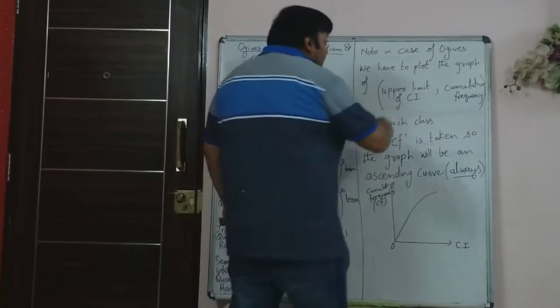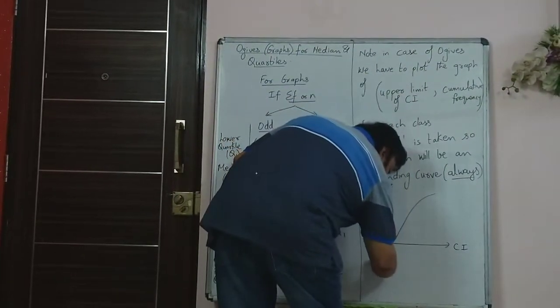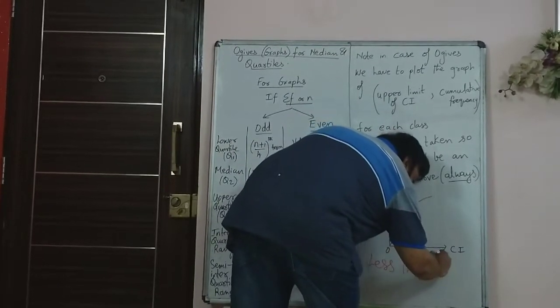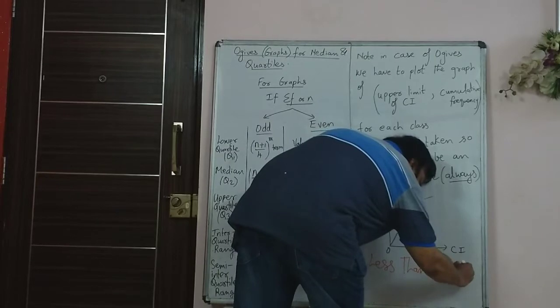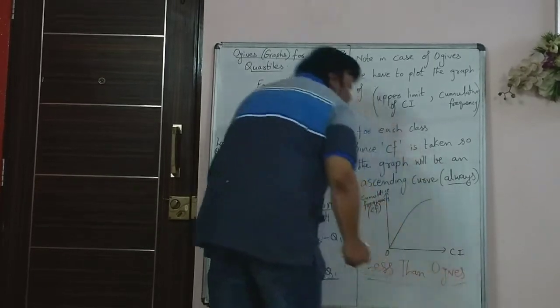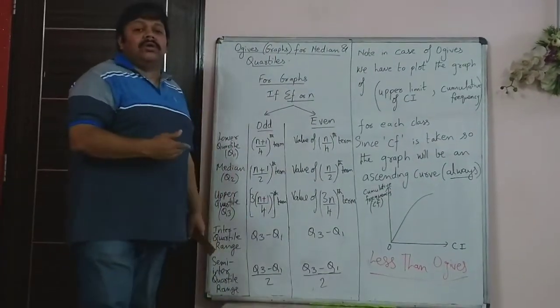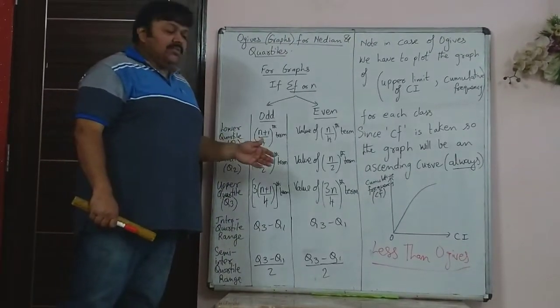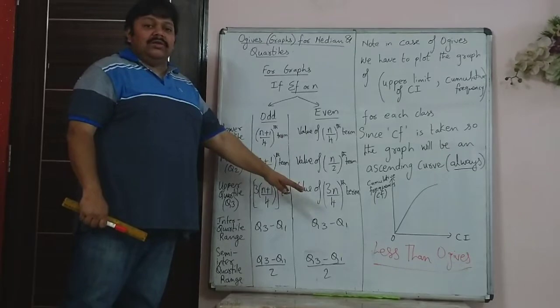are known as less than ogives. So all of them are called less than ogives. What does it mean by less than ogives? I will explain when I do the first sum. That is the next classwork sum. So this is simple. Remember, these are all less than ogives.